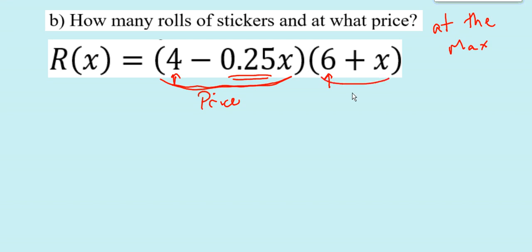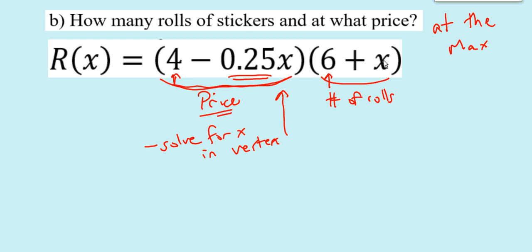So this bracket represents the number of rolls of stickers. So once I solve for X in the vertex, which we'll do in part A by finding the midpoint of the roots, if I sub that X value into this bracket, I'll know the price. And if I sub that X value into this bracket, I'll know how many rolls of stickers. So by doing question A, I've done almost all the math I need to do part B.